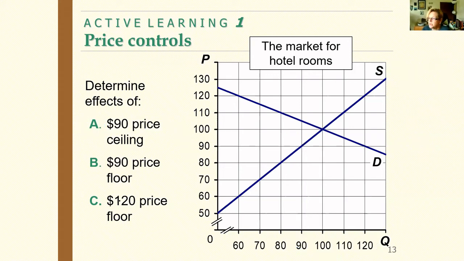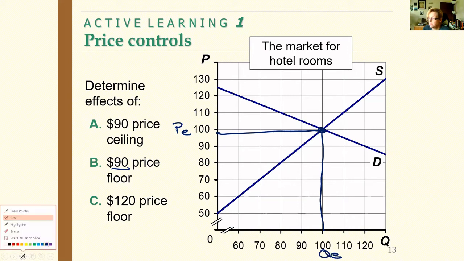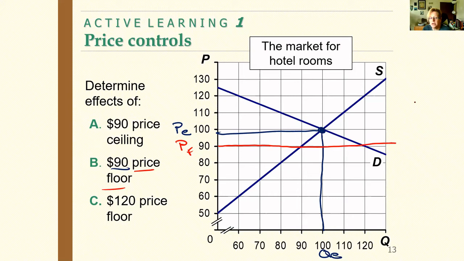Let's go ahead to B and take a look at a $90 price floor. Again, just going to quickly put in that price equilibrium is 100 and quantity equilibrium is likewise 100. So let's go ahead and put in that price floor. Go ahead and do it in red. $90 price floor. Now, first thing, is this binding or non-binding? This is non-binding. So there's no effect on the market, right? Prices can be above it, they just can't be below it.